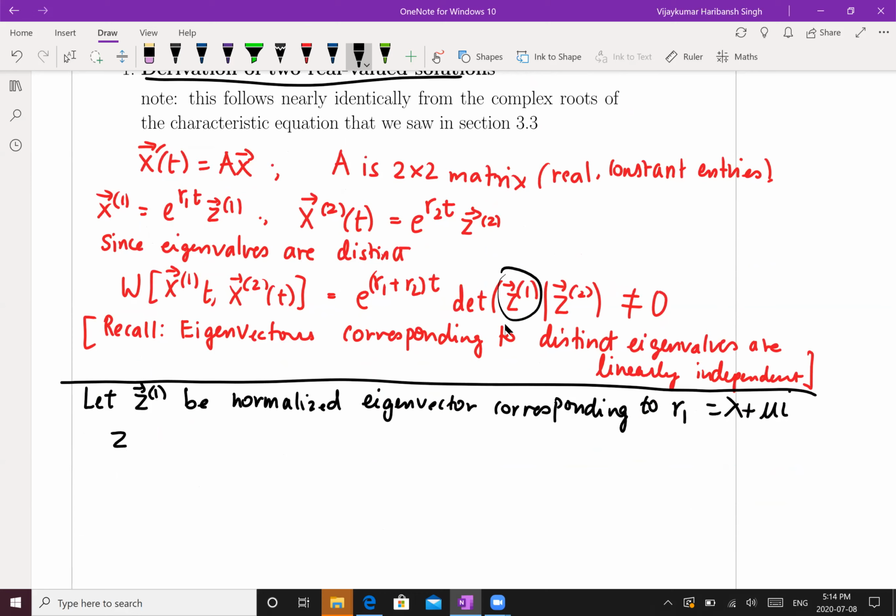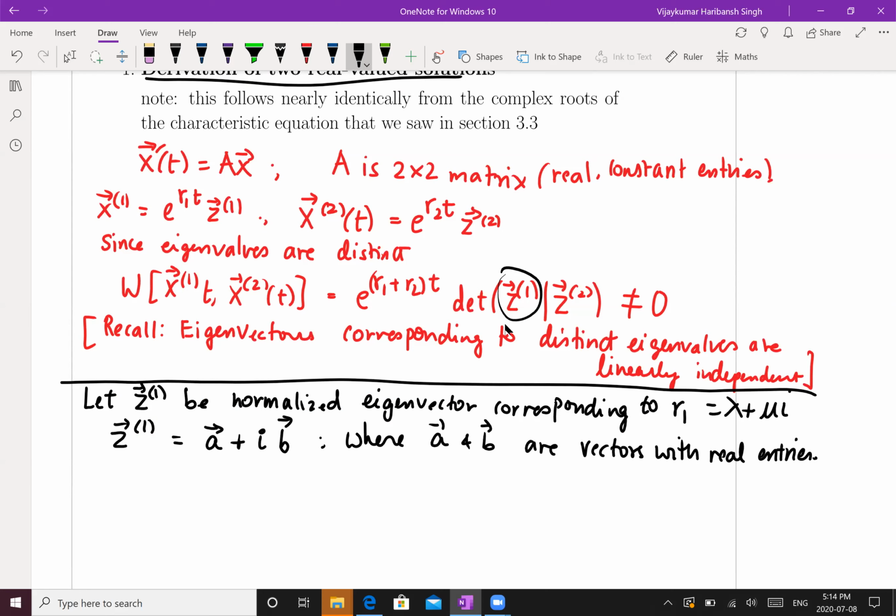So now Z1 itself can be written into two parts. We have the real part and we have the complex part, where vectors A and B are vectors with real entries. Okay, so we get A Z1 equals r1 Z1, right? So this is a solution.